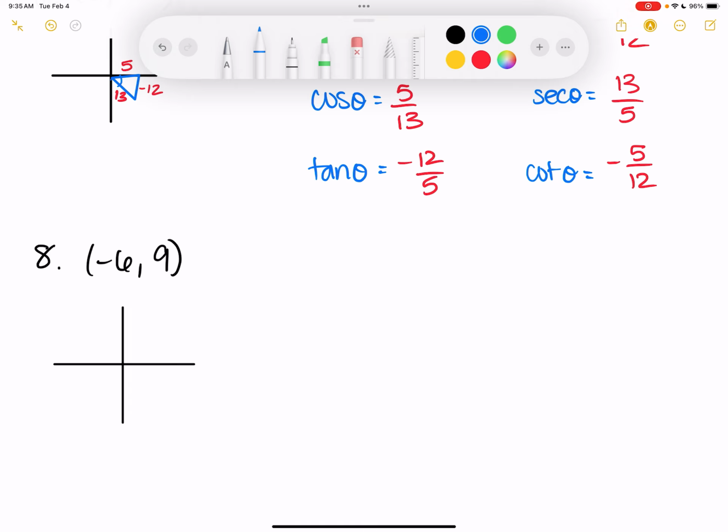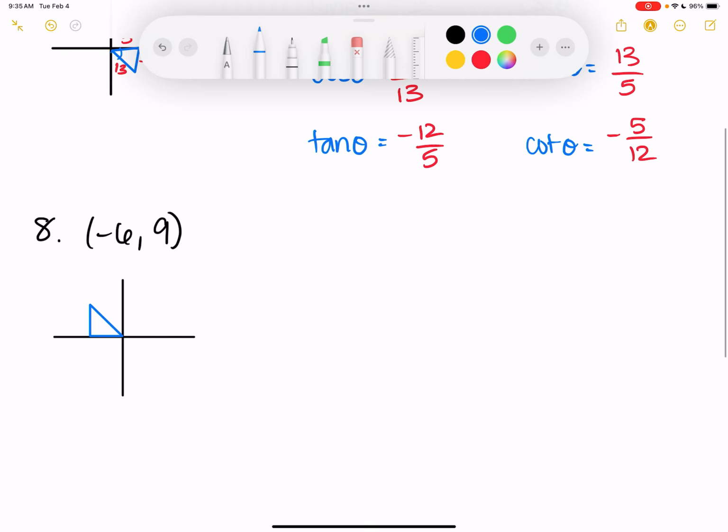All right, quadrant 2. Yes, it's up here. That means it's got to touch the x-axis, not the y-axis, which means it has to go down.